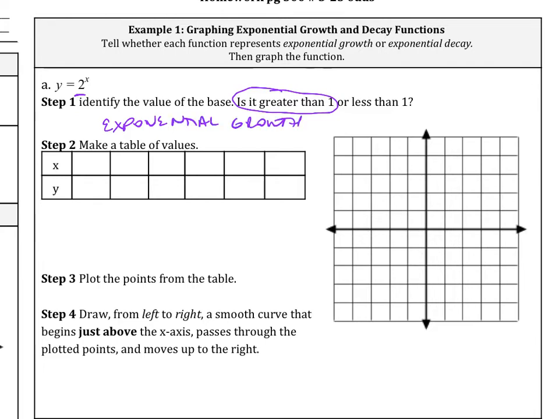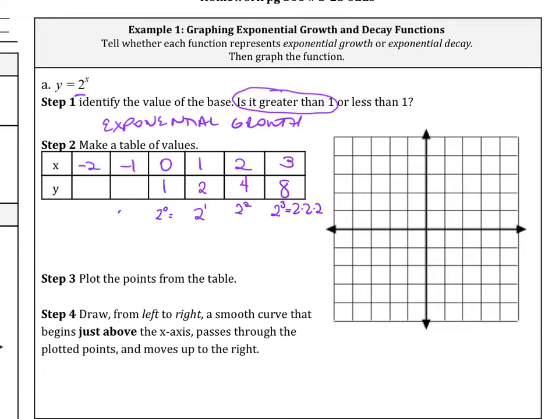So we're going to make a table of values. We're just going to plug in a few numbers. So -2, -1, 0, 1, 2, and 3. So we're plugging each of these into our x values here and solving. So when we plug in 2 to the 0, remember anything to the 0 power is 1. Then 2 to the first power is 2. 2 squared is 4. 2 to the third, remember that's 2 times 2 times 2. So therefore this is 8.